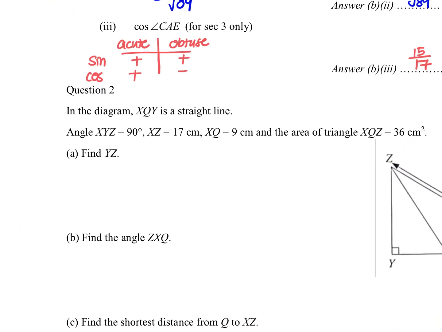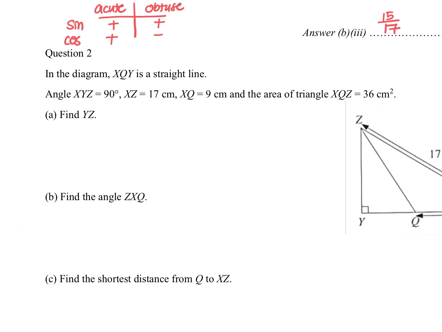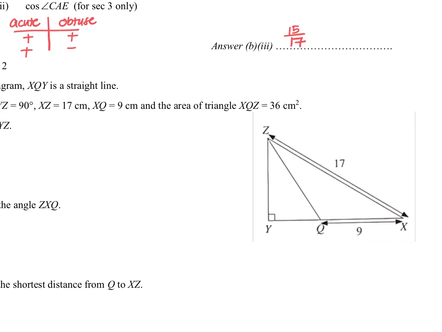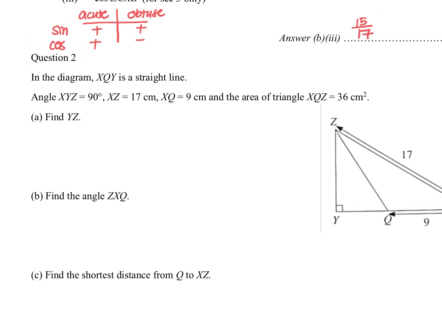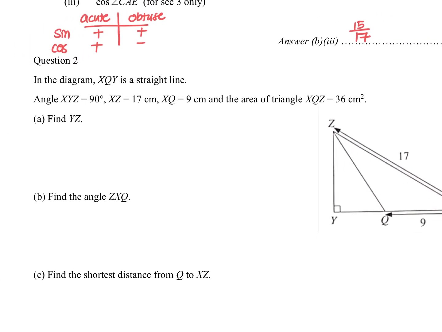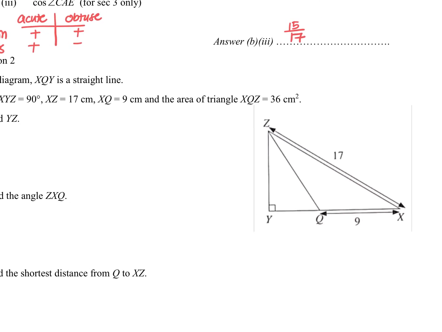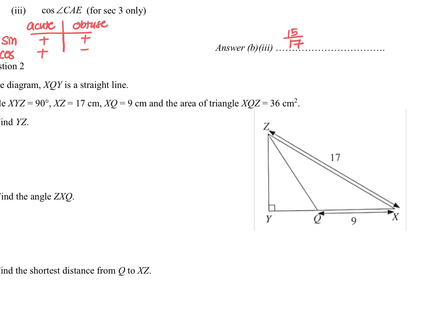Question number 2. Now, inside this diagram, XQY is a straight line, and angle XYZ is 90 degrees. XZ is given to be 17 cm and XQ is 9 cm. The area of the triangle is 36. So for this kind of question, we are going to use area of triangle: half times base times perpendicular height.